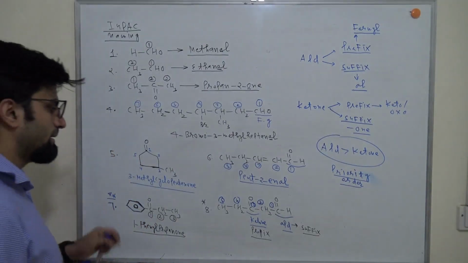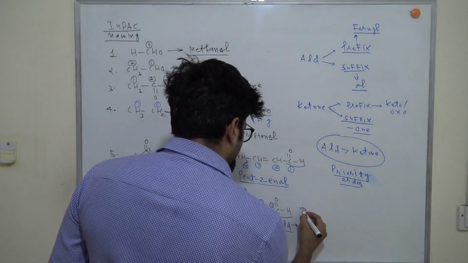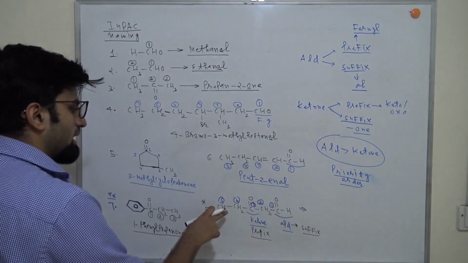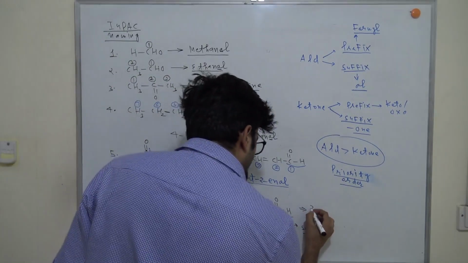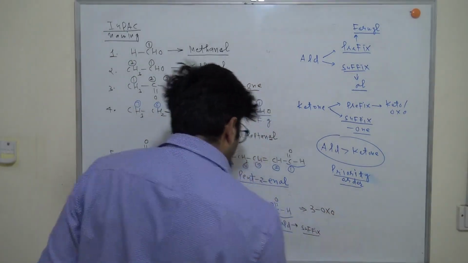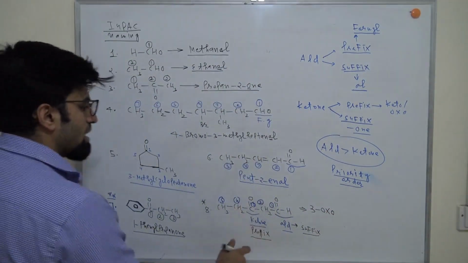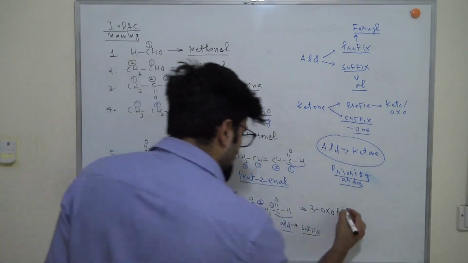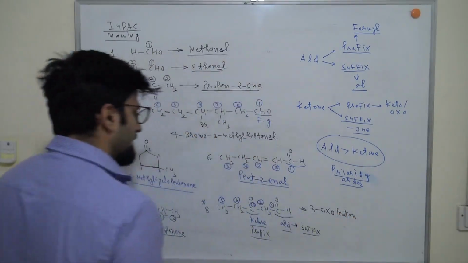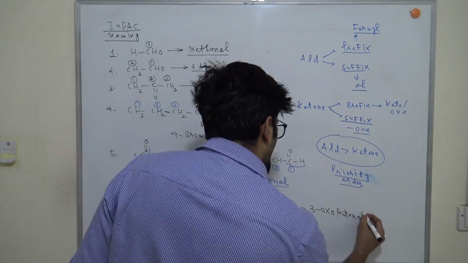So what will be the name here? So the name here will be, guys, what? So 5 carbons are there, right? So this is a prefix. So prefix 3-oxo. Suppose I am using oxo, 3-oxo. How many carbon atoms? 5. Pent. Okay, ane, because all carbons are single. Ane, al, pentanal. 3-oxopentanal.